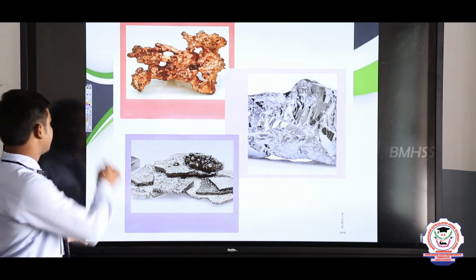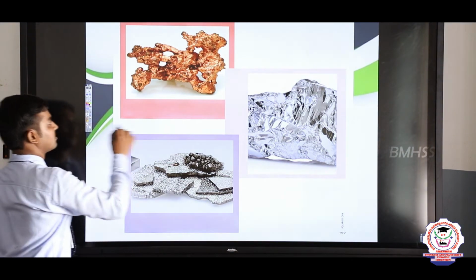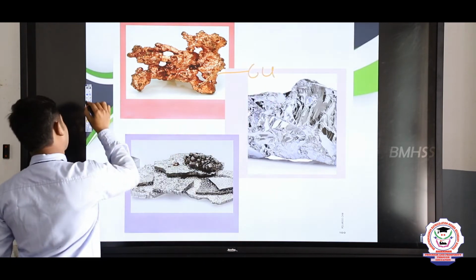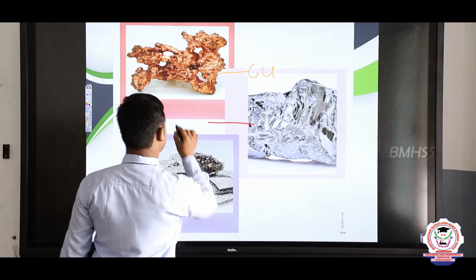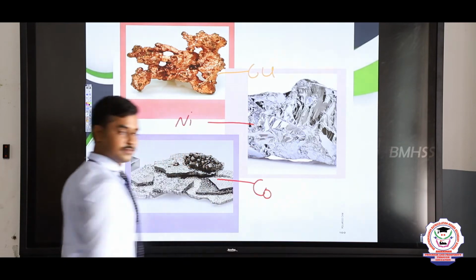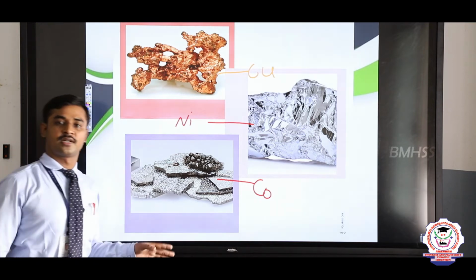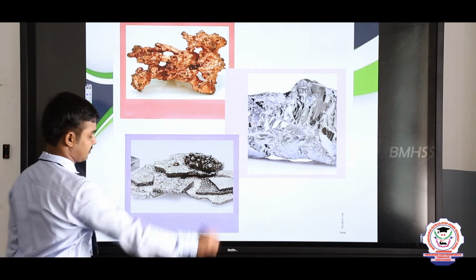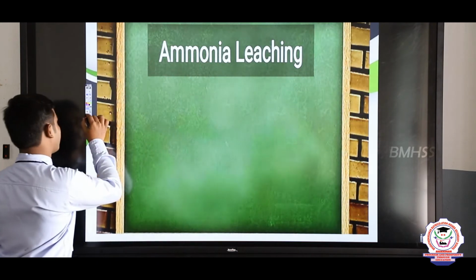Ammonia leaching is only suitable for the metals copper, nickel and cobalt. These three metals are only used for ammonia leaching. In this process we first take nickel.